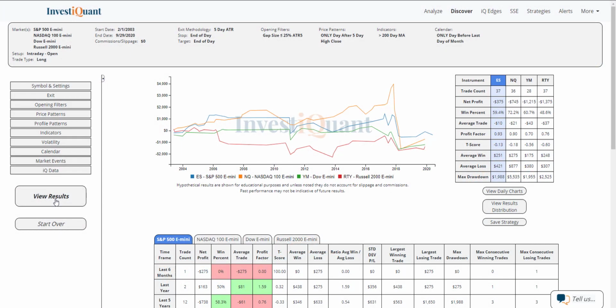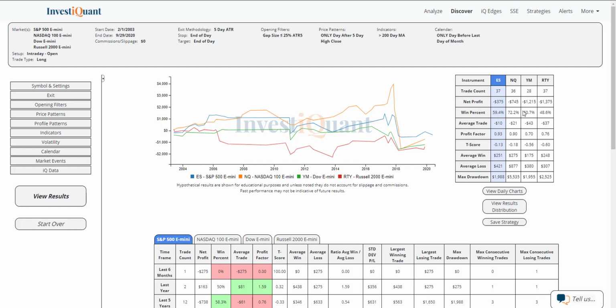And here we go. So these are the results of going long at 9:30 a.m. Eastern Time, exiting at the close 4:15 p.m. Eastern Time on the day before the last trading day of the month. This is taking place after a 5-day high close above the 200-day moving average and a somewhat flat open, which I'm describing as an opening print that is within 25% of the 5-day ATR. Now, historically, this has happened 37 times in the S&P dating back to 2003. The NASDAQ has 36 samples, the Dow 28, and the Russell 37 samples.